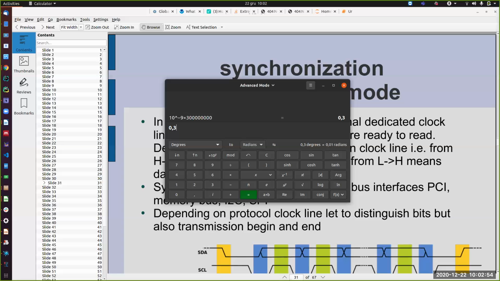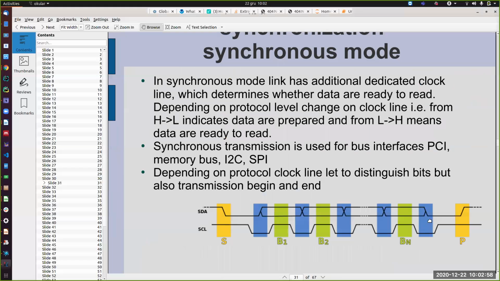So in this case, it's hard to achieve synchronization because it may happen that the trigger pulse of clock line will arrive earlier or later. So it will arrive when data line is changing or it's not valid. So therefore, the external interfaces are mostly asynchronous.